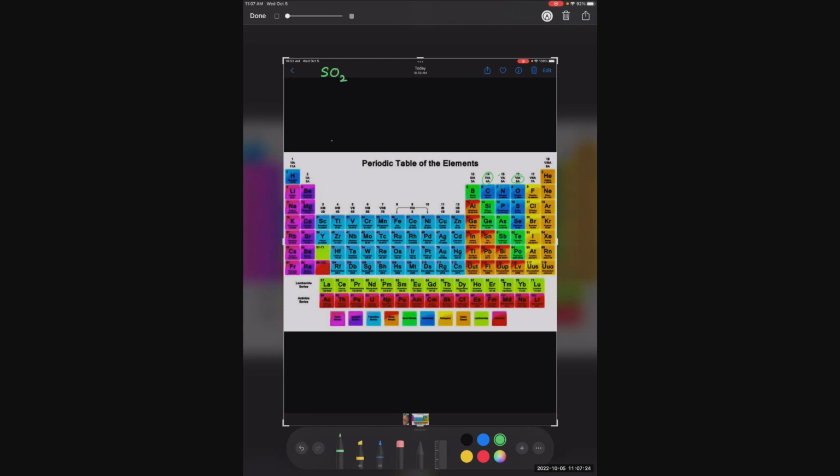Again, the first step is to count the valence electrons. Sulfur is in the 6th group, meaning 6 valence electrons. Oxygen is also in the 6th group, 6 valence electrons, and we have 2 of them. There are 12 electrons, meaning we have altogether 18 valence electrons. That means 9 electron pairs.